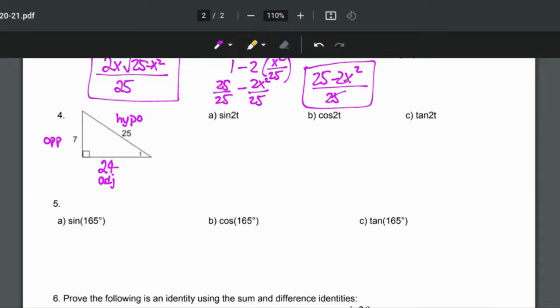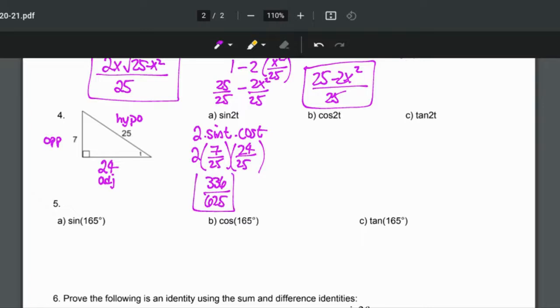So for sine of 2t, we're going to do 2 sine t cosine t. And we just need to look at what is the opposite over hypotenuse. So that's 7 over 25. And the adjacent over hypotenuse, which is 24 over 25. So when you multiply across, you get 336 over 625.